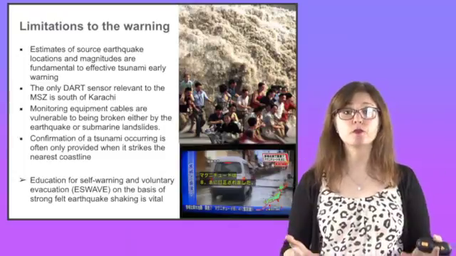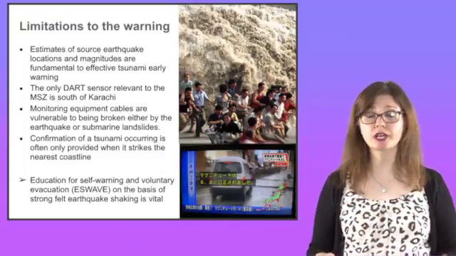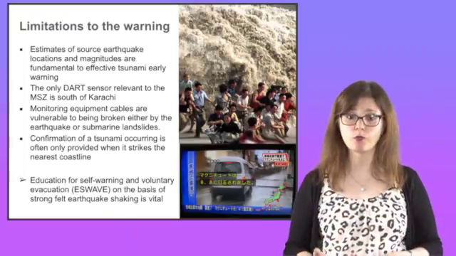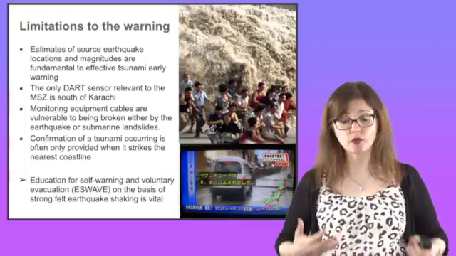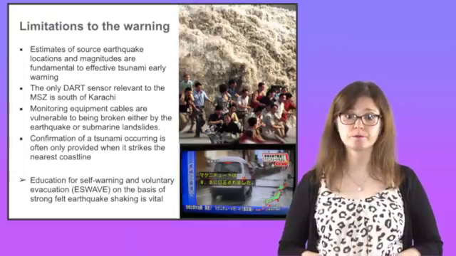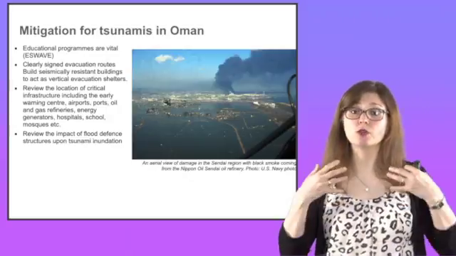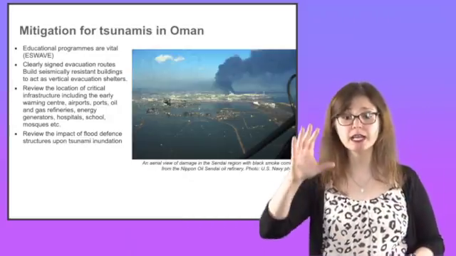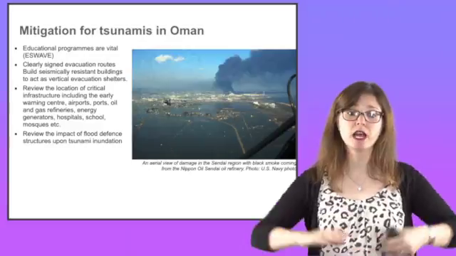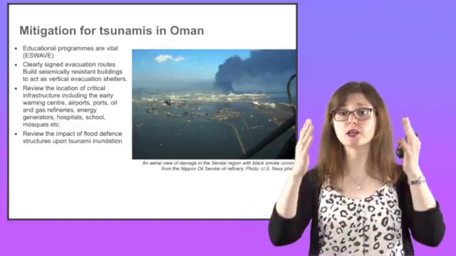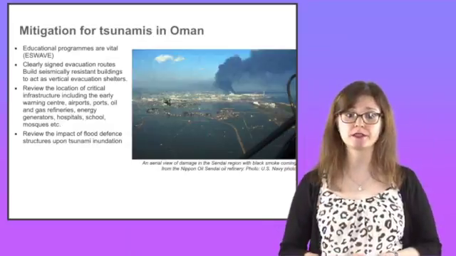So as I said before, the most important thing is education so that people can self-warn and evacuate in a safe way. And this is through the ground shaking from earthquakes. So this is why education programs are really important. It's also very important to have clearly signed evacuation routes and to build seismically resistant buildings, and tall ones that are able to cope with tsunami hazards.